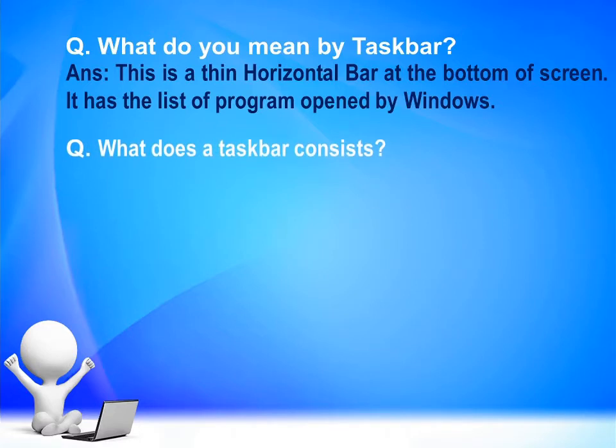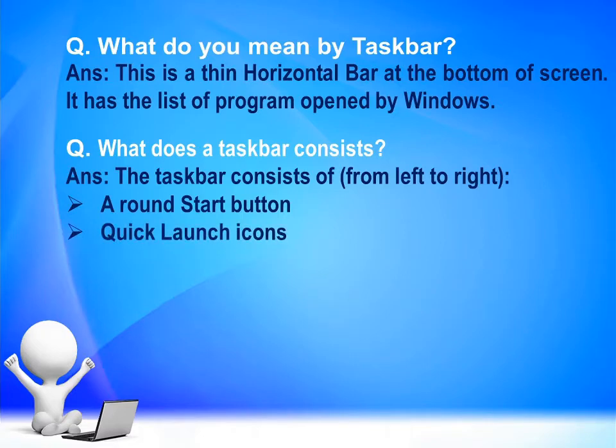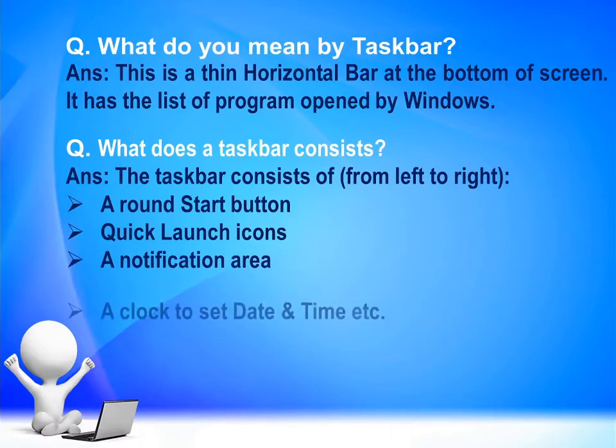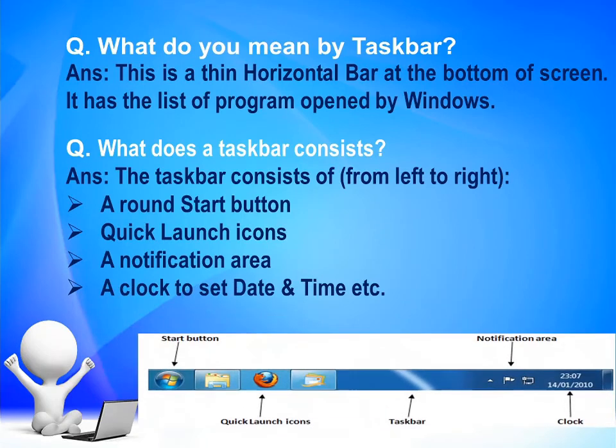Next, what does a taskbar consist of? The taskbar consists of, from left to right, a round start button, quick launch icons, a notification area, a clock to set date and time, etc. Here we can see an image of taskbar.